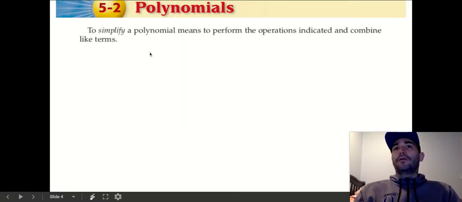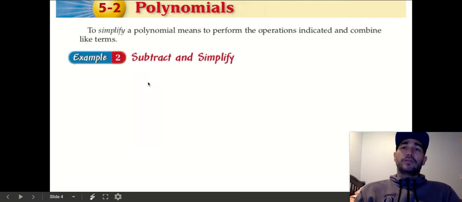To simplify a polynomial means to perform the operations indicated and combine like terms. So let's go ahead and take a look at an example. Here it says simplify 3x squared minus 2x plus 3 minus x squared plus 4x minus 2.